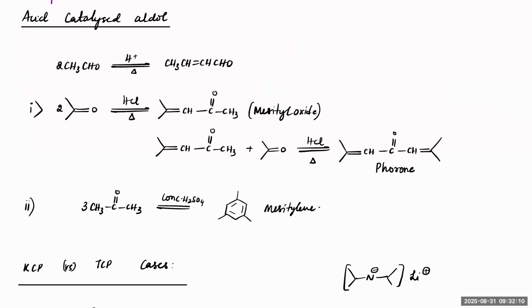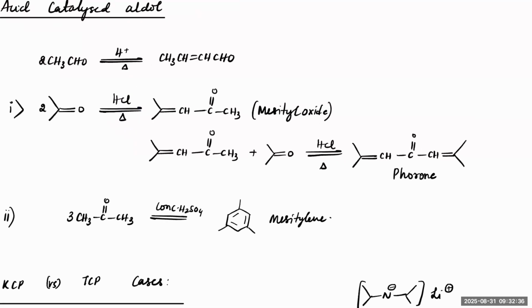Next, the other type of aldol is acid catalyzed aldol. So far we have noticed everything is base catalyzed aldol. So if I take 2 moles of an aldehyde in acidic medium, you will get an alpha beta unsaturated aldehyde. Okay. So you can notice 2 moles of a ketone, if I take it in the presence of HCl, right? The mechanism is pretty much the same here.